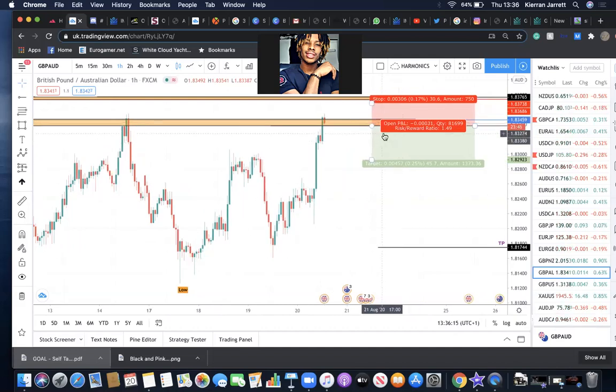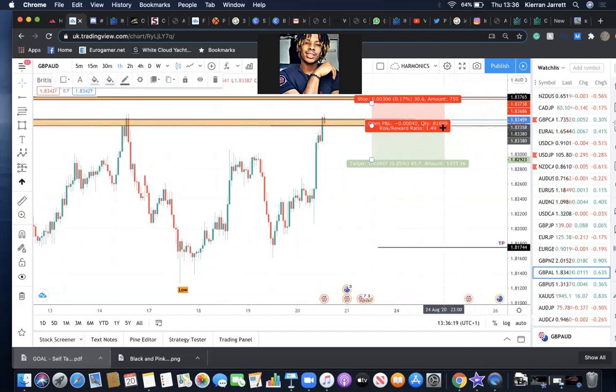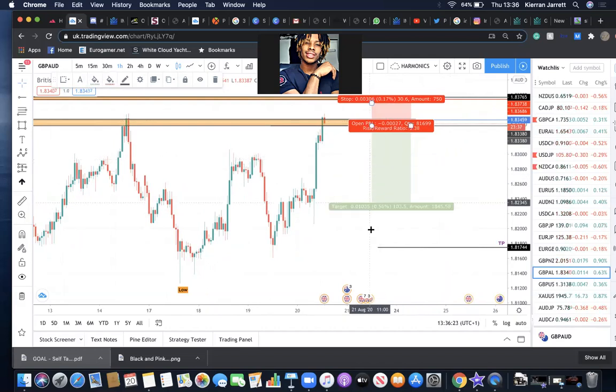I think everyone's too excited about getting pure entries, but you can just miss a few pips. There's nothing wrong with just missing a few pips. Okay, so you missed a few pips. You didn't get the pure entry, but you won the trade.